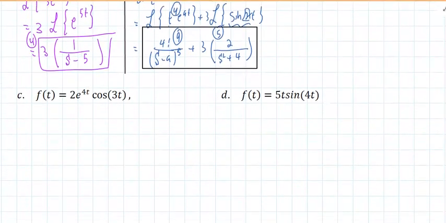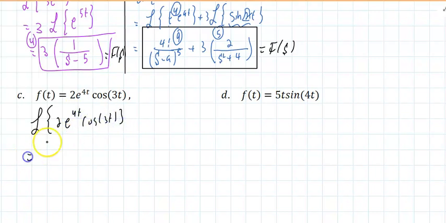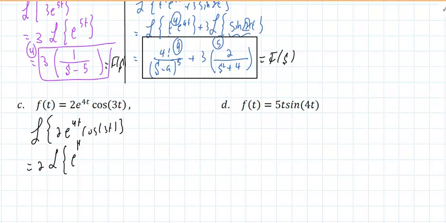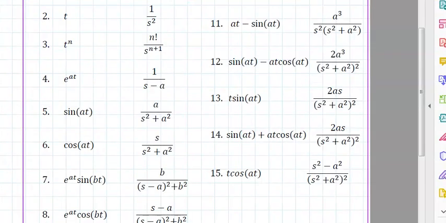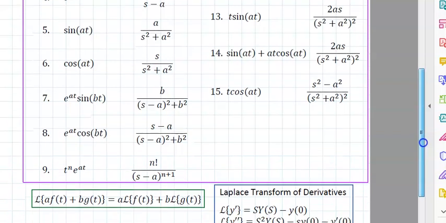And if I go to part C, I have an exponential times a cosine, by the way, that is f of s. Now, the Laplace applied on 2e to the 4t, the cosine of 3t. This is the constant I could drag up front if it's multiplied. I need to figure out where we have an exponential times a cosine. An exponential times a cosine, number 8.